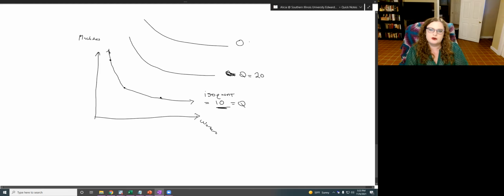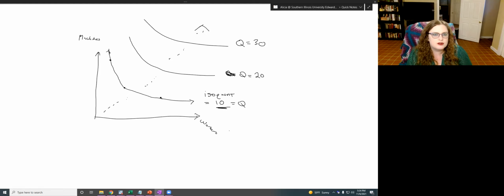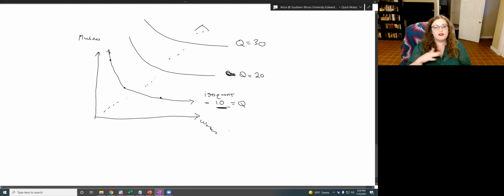Maybe this is Q equals 30. Notice that we are going outwards from this intercept. And these are just our isoquant lines. Now, sometimes they look like this, where they're slightly bowed. Sometimes they'll be closer to a straight line, and sometimes they'll be closer to an L. We'll talk about those 3 different situations, but what I need you to keep in your mind right now is the idea that isoquant lines are different levels of production.